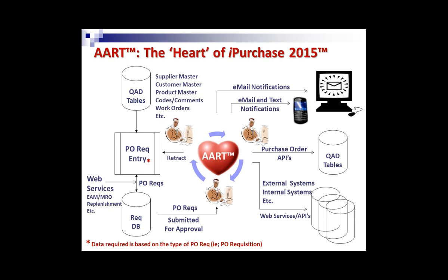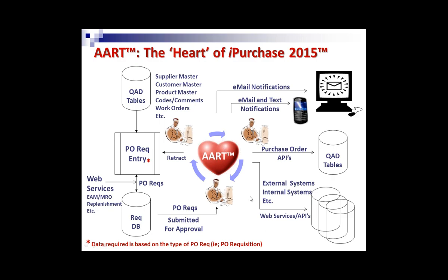Once a PO requisition has been entered, it's submitted for approval. And that's when it goes into our approval routing engine. Emails, notifications are sent out, text message notifications are sent out to the appropriate people for approval. And then upon final approval, a QAD purchase order is created in real time within QAD as if you were using the QAD PO maintenance program. So that's how it works. Okay? So that's very, very important.